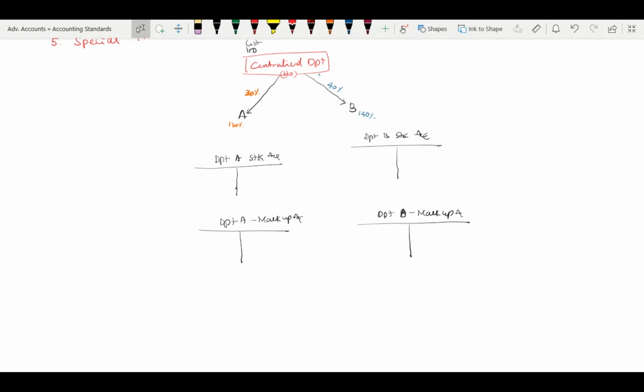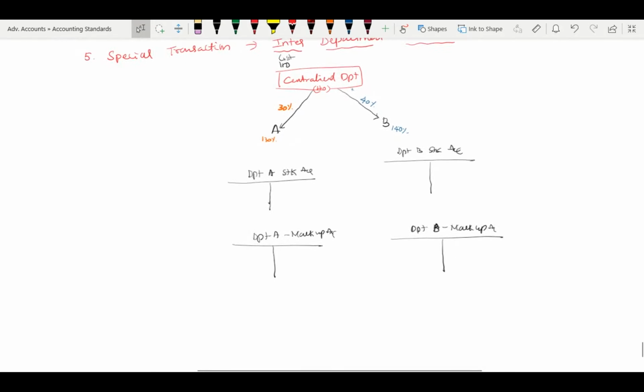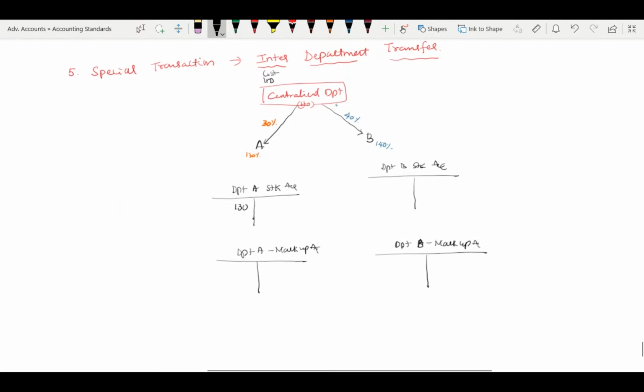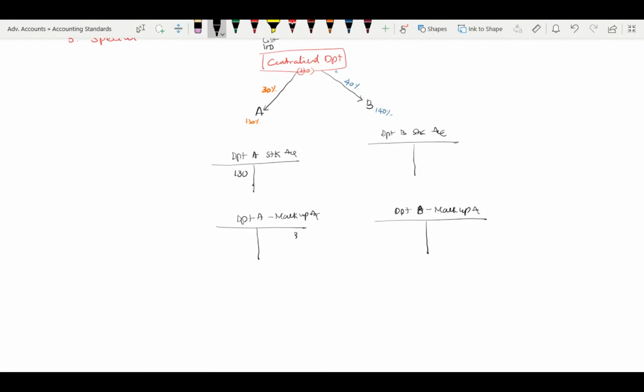Till this, are you clear? Like this, it would have been recorded. Correct, my dear friends? Now suppose this is the scenario, forget about interdepartment transfer for now. How would it have been recorded? Let me explain. Since it is purchased, when it is transferred, the Department A stock account would have been debited at its margin of 30%, 130, and the markup account would have been credited with 30 rupees at its usual markup.